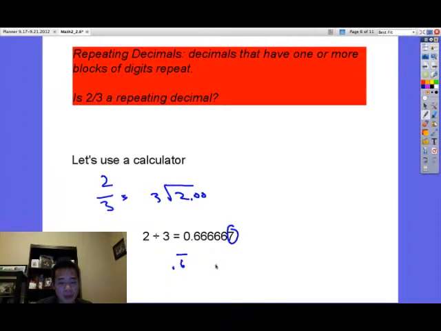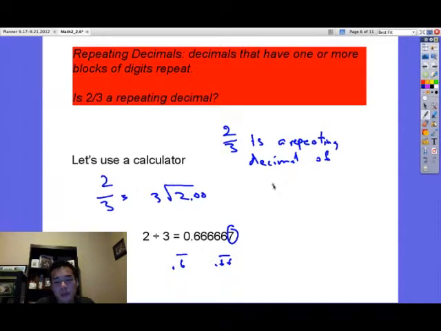Other cases may be 0.66 repeating. You can write 0.66 repeating, but that's really just repetitive. You can just write 0.6 repeating. So is 2/3 a repeating decimal? 2/3 is a repeating decimal of 0.6 repeating. Okay.